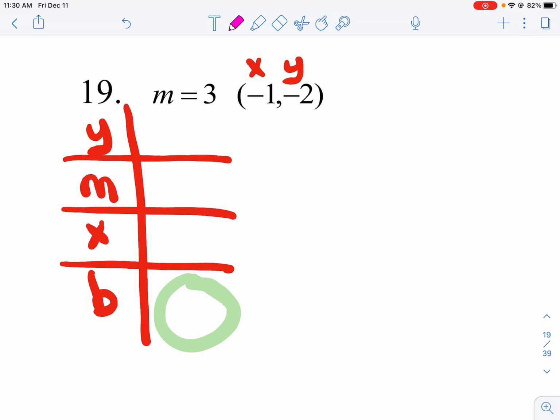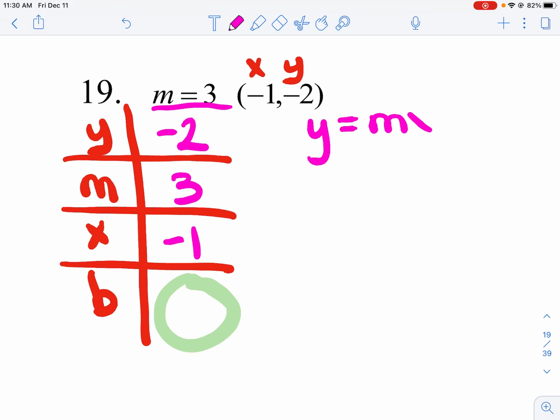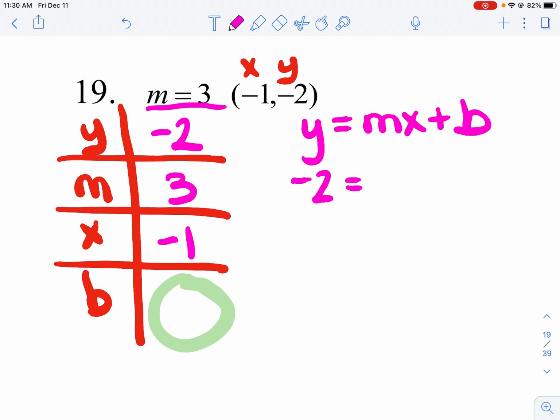So our y we said is negative 2. Our m is 3. And our x is negative 1. So let's substitute in. For y, I'm going to put negative 2. For m, I'm going to put 3. For x, I'm going to put negative 1. Okay, now let's remember our next step. We're going to simplify here.